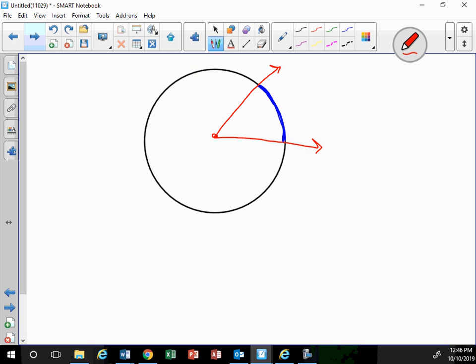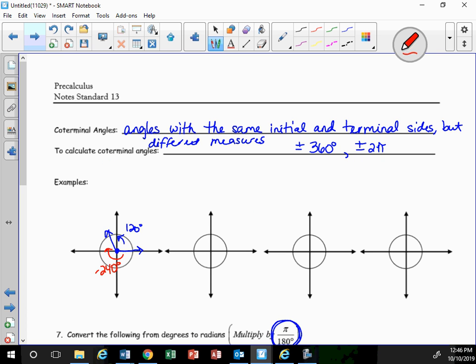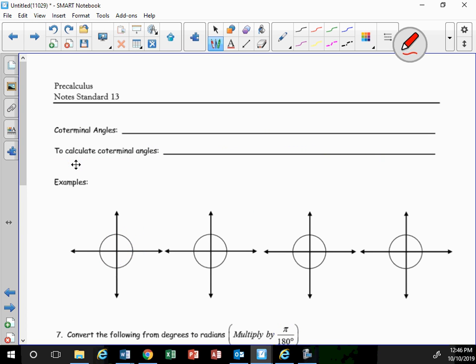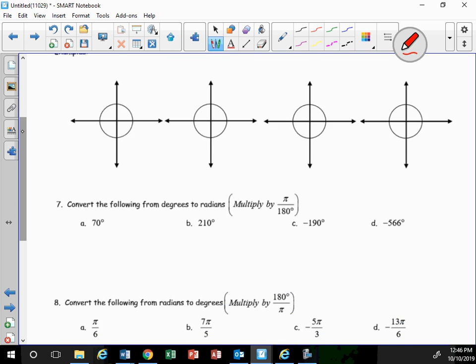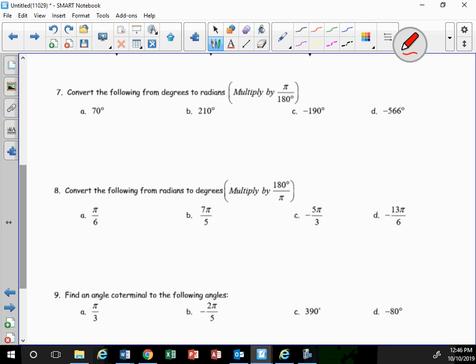So we're going to use that if you turn the page. We're actually going to jump down into the middle of the page here for number 7. No calculator for this. All right, so we're going to convert from degrees to radians. So I tell you here, you're going to multiply by pi over 180. That's your conversion factor. Pi over 180 is just a special way to write 1, because they're equivalent to each other.